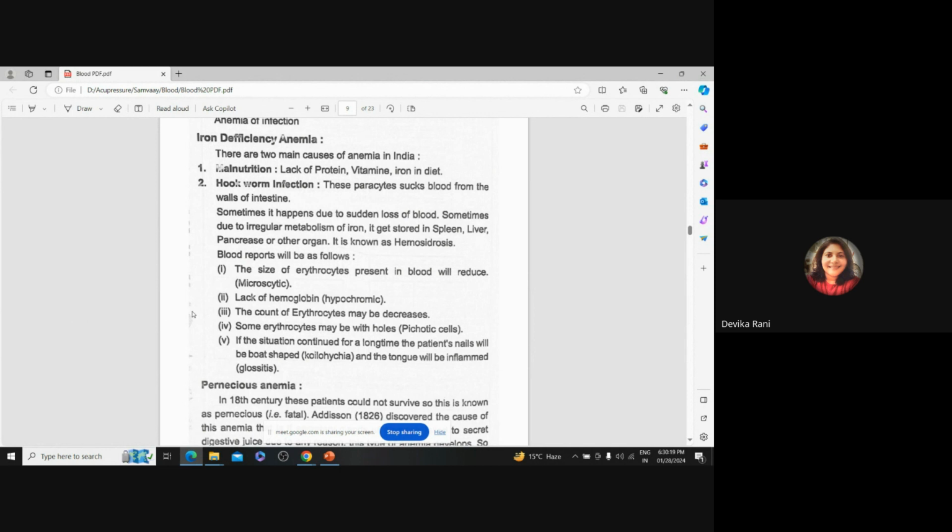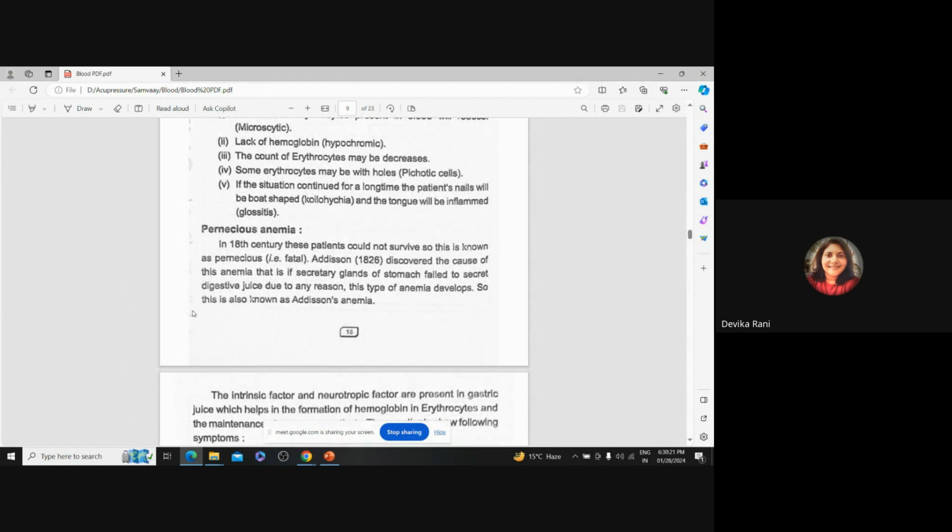Now we come to pernicious anemia. In the 18th century, patients who had this form of anemia could not survive. So this is called pernicious or fatal anemia. Now, Addison in 1826 discovered the cause of this anemia. That is, if secretory glands of the stomach fail to secrete digestive juice due to any reason, this type of anemia develops. So this is also known as Addison's anemia.